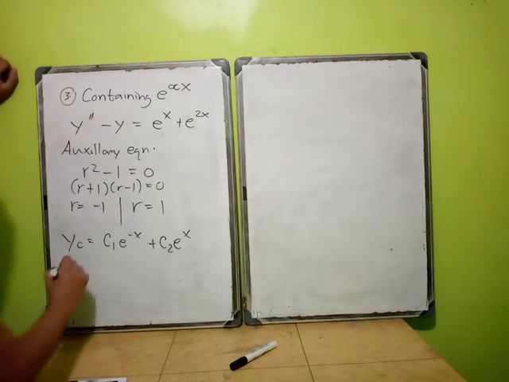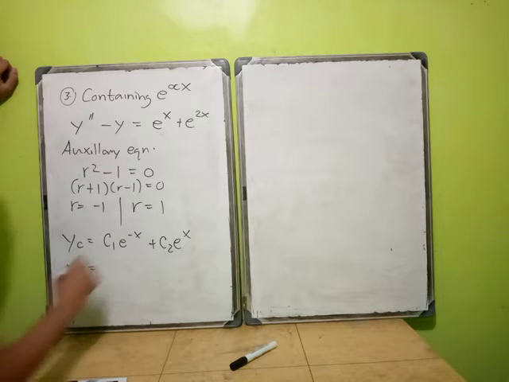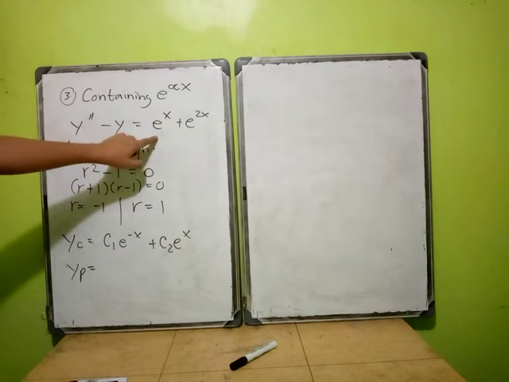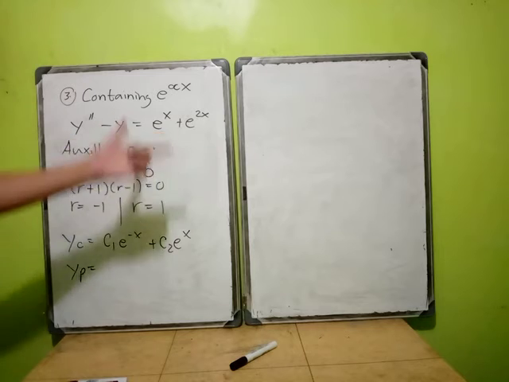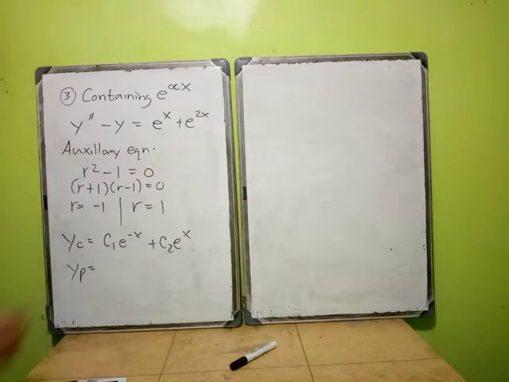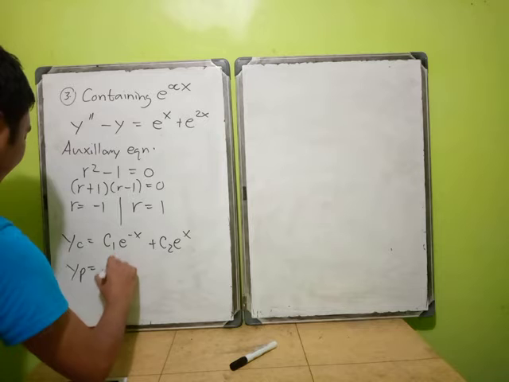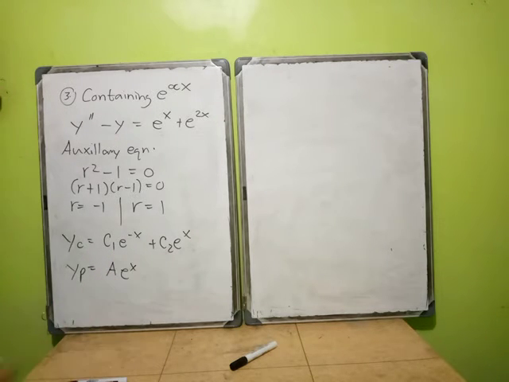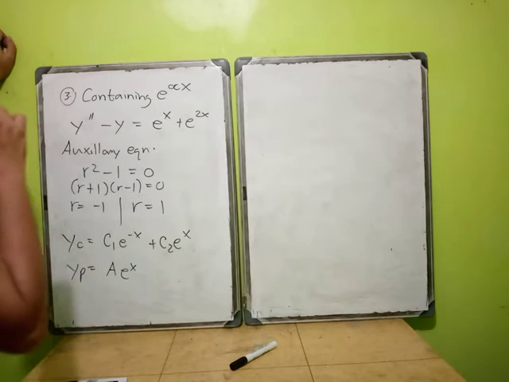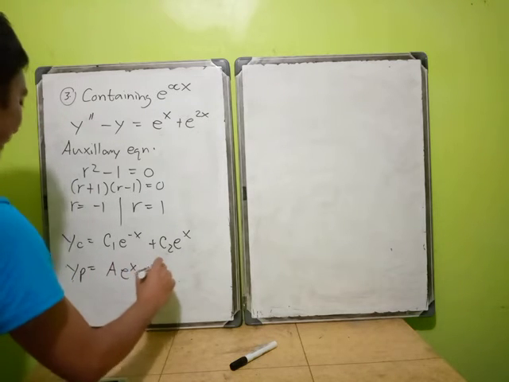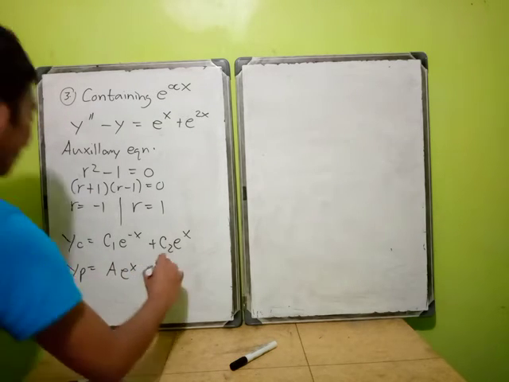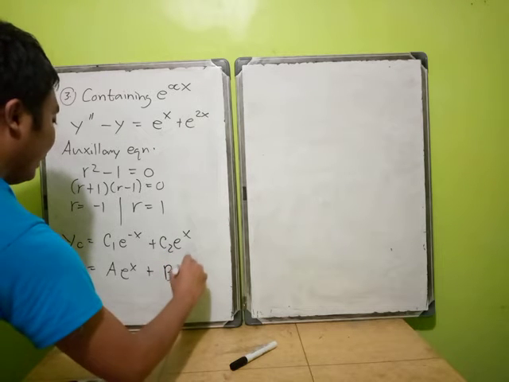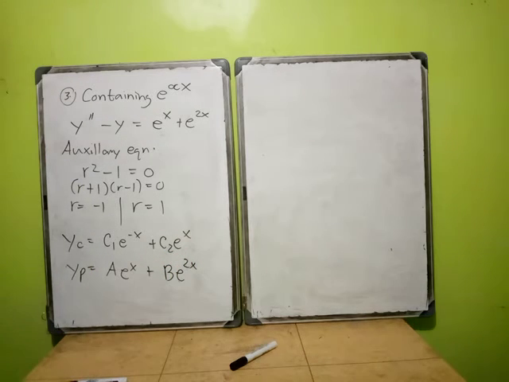So how about your yp? Our yp here should be, since this is e to the power of x and e to the 2x, so we assume your yp as a e to the power of x plus b e to the power of 2x.